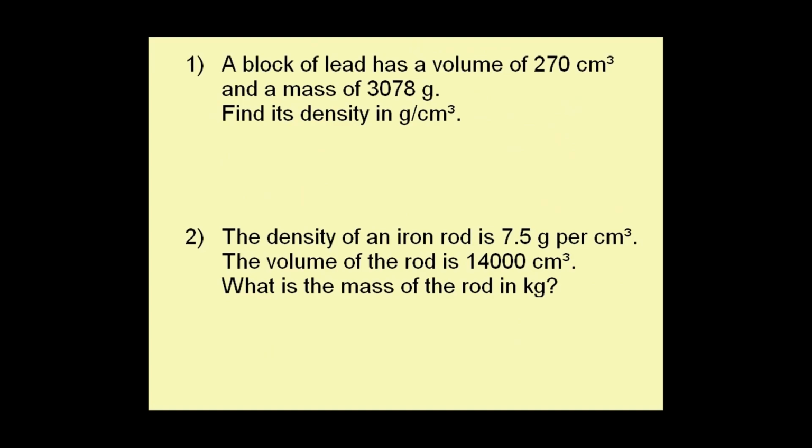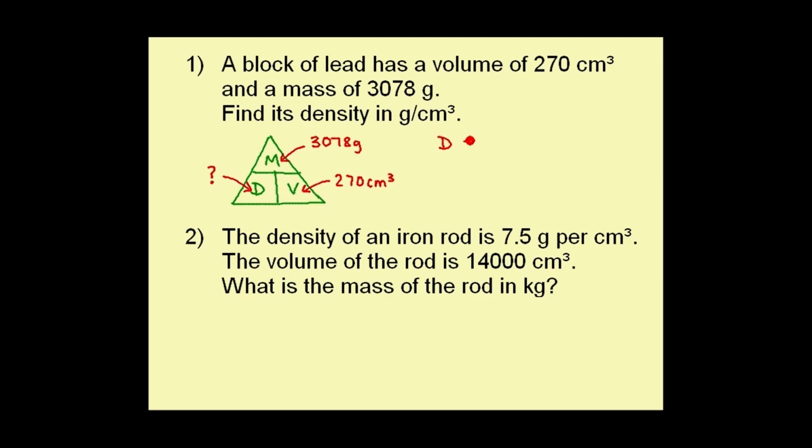So let's look at some questions on this now. In the first question, I'm being asked to calculate the density of something, so I know that I need my formula triangle. Remember, it's don't move Vera. Now, in the question, I'm being asked to find the density, and I'm being told the volume is 270 centimetres cubed, and the mass is 3,078 grams. So to calculate the density, I need to do the mass divided by the volume.